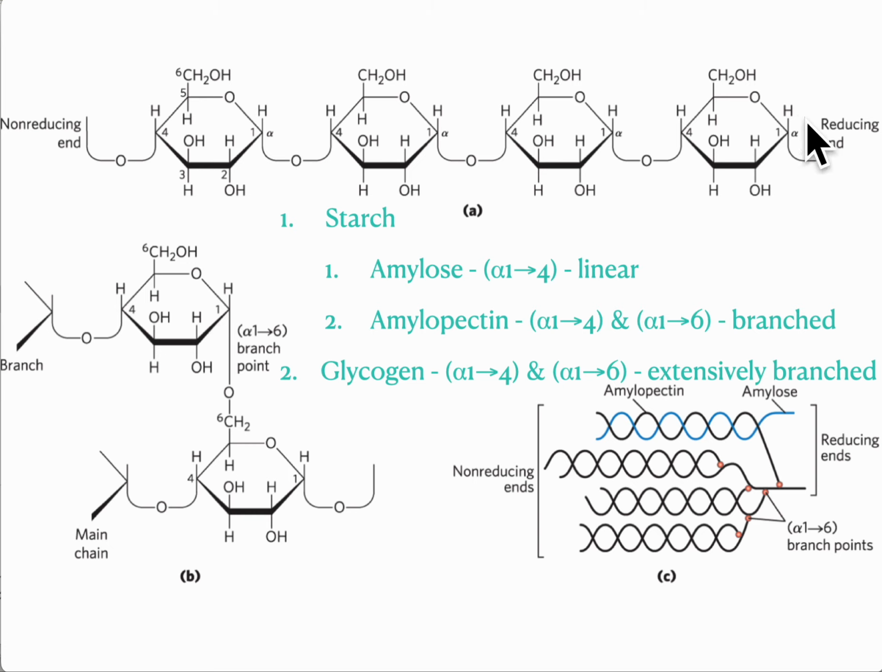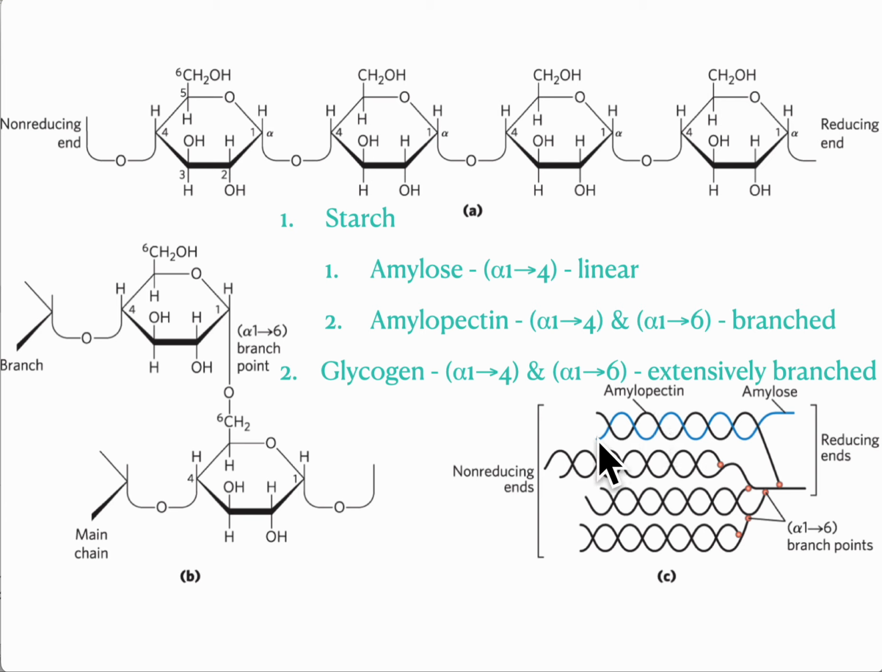So image A shows a linear strand of amylose. Image B shows the branching points in amylopectin or glycogen. They're the same. Image C shows what starch looks like in starch granules. As you can see here, the amylopectin forms a lot of double helices with itself. Sorry, I meant to say that amylopectin forms a lot of double helices with itself and also with amylose.